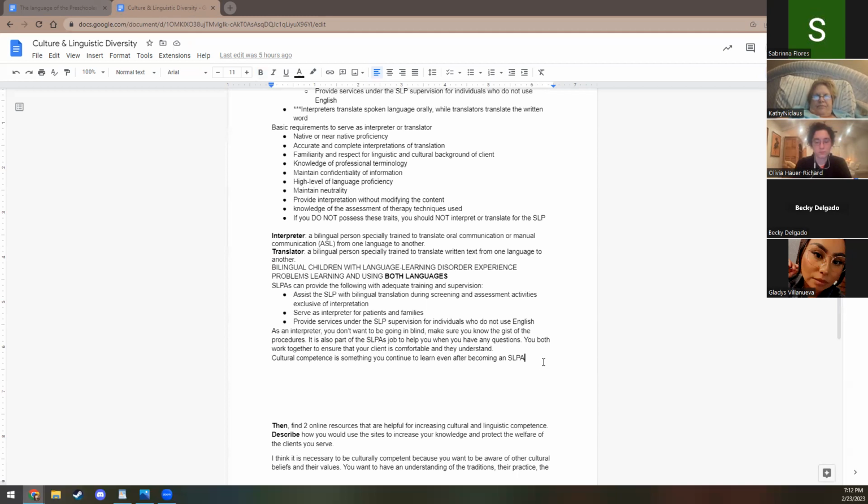Bilingual children with language learning disorder experience problems with both languages. It is just not one language. They have to have problems in both in order to have a disorder. SLPAs can provide the following with adequate training and supervision: assisting the SLP with bilingual translation during screening and assessment activities. They could serve as an interpreter for patients and families and provide services under the SLP's supervision for individuals who do not use English. However, if you are bilingual, you are not required to be a translator or an interpreter.